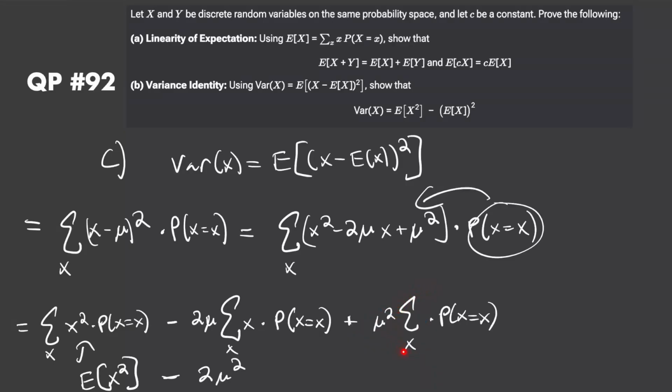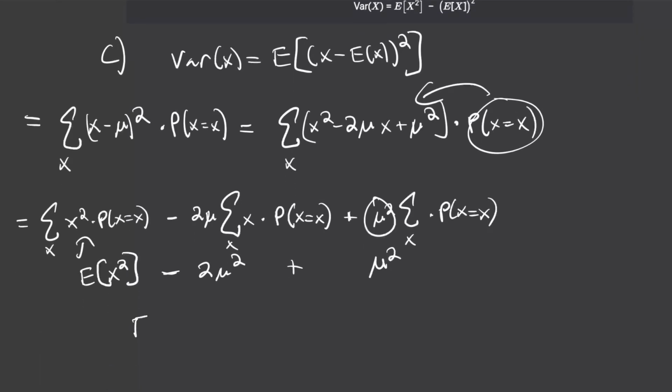We also know that x is a random variable that fully partitions our sample space, so when we sum up all the probabilities, that's just going to equal 1. So this term right here is just going to be equal to mu squared. Now I come down here and simplify, and I get that this is equal to the expected value of x squared minus 2 mu squared plus mu squared, so that's just going to be mu squared. We were just using mu as shorthand for the expected value of x, so this term right here is just going to be the expected value of x all squared.